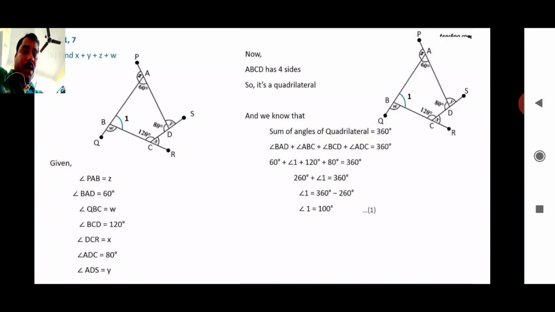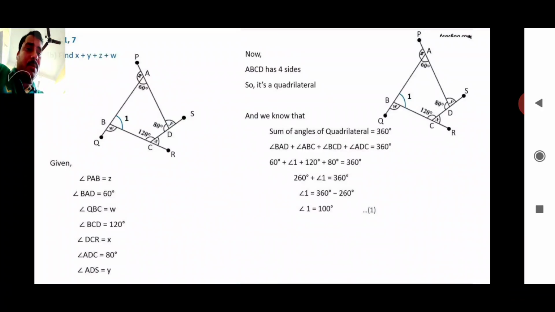What is the value of y? 80 plus y equal to 180, means y equal to 100 degrees. Then what is the value of z? 60 plus z equal to 180. You can get 120. And what is the value of w? Because w plus 1, both angles are unknown, you will find angle 1 first. So 120 plus 80 plus 60 plus angle 1 will be 360, because it is the interior angle of a quadrilateral. Okay, so you get angle 1 equal to 100 degrees.